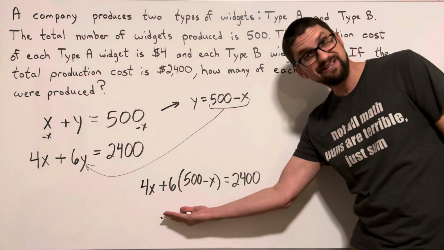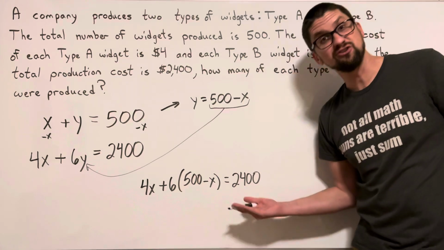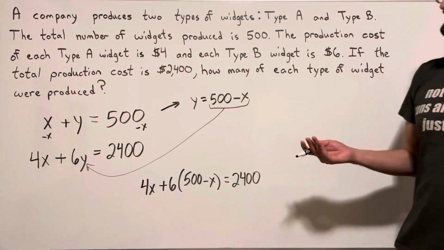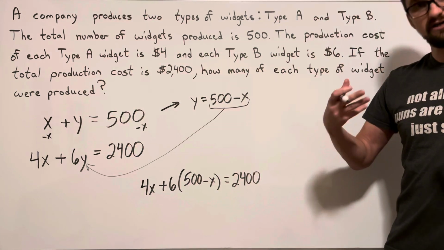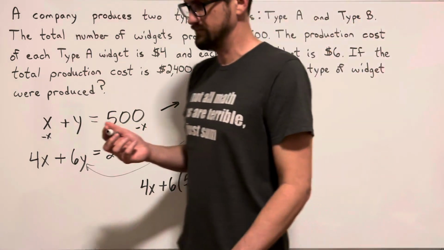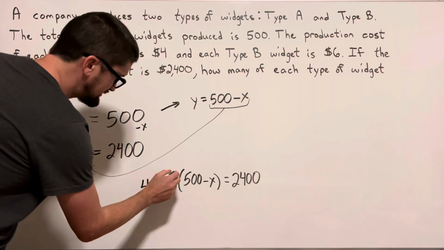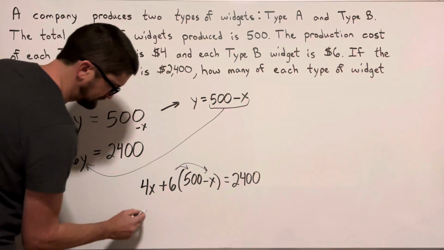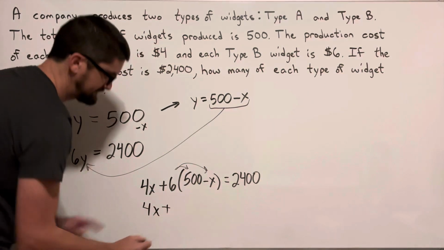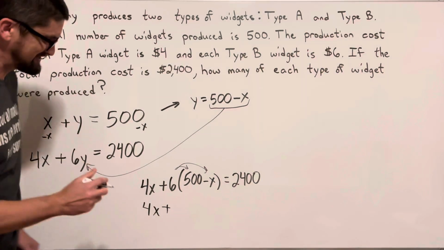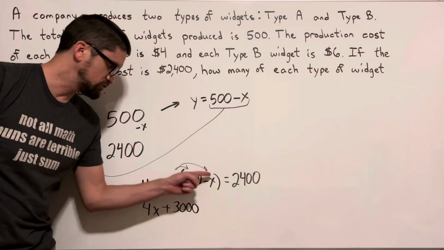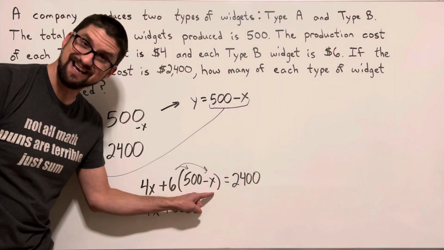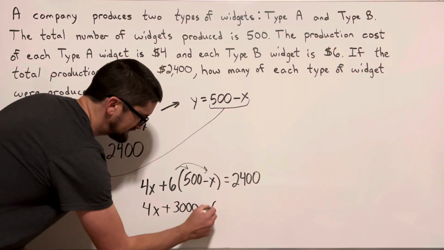And now you can see you have an equation that you can now solve for X. And X is, remember, the number of type A widgets. So if I solve this for X, I'll have one of the answers I need. I'm going to distribute the 6 here. 6 times 500, that's 3,000. Don't forget to also distribute the 6 to this X over here. You'll have a minus 6X.